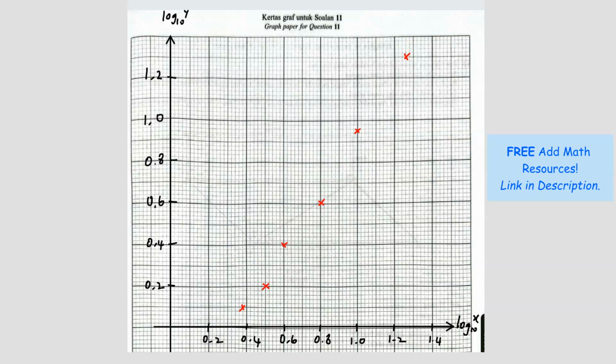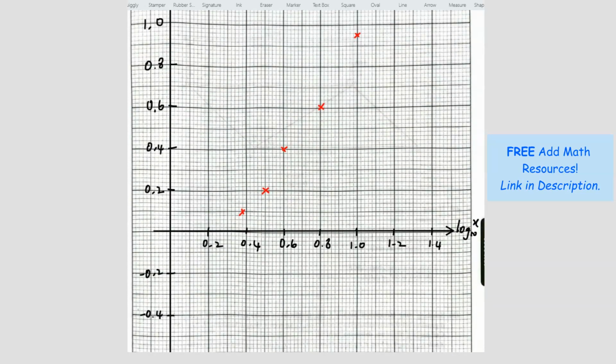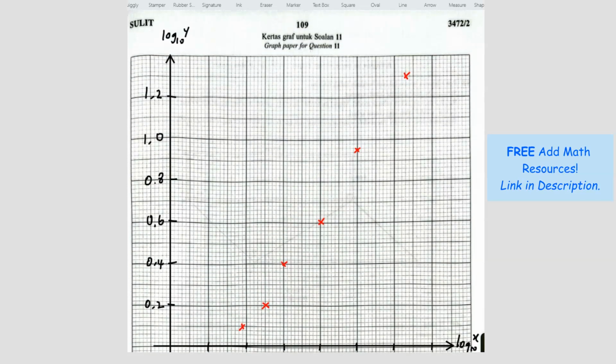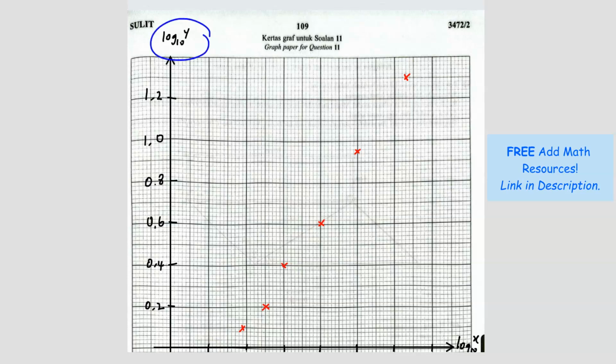Just make sure when you plot the graph, your axis scale is correct. They want 2 cm equivalent to 0.2 units, so every 2 cm is 0.2. You just go 0.2, 0.2 and so on, for both axes. This is the x-axis, log x base 10, and the y-axis, log y base 10. Then plot the points.